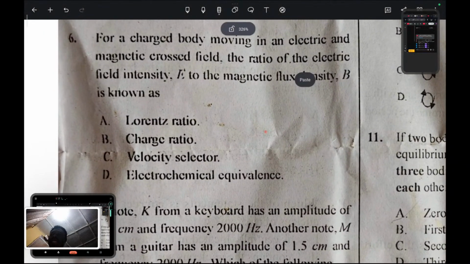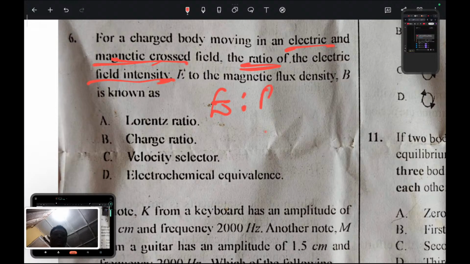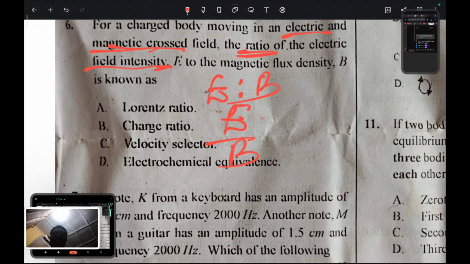Question number 6. For a charged body moving in an electric and magnetic crossed field, the ratio of the electric field intensity E to the magnetic flux density B. The ratio, when you hear ratio, what does it imply? It means E over B. Is that clear? So if you are reading your question, you should be able to analyze stuff like this.